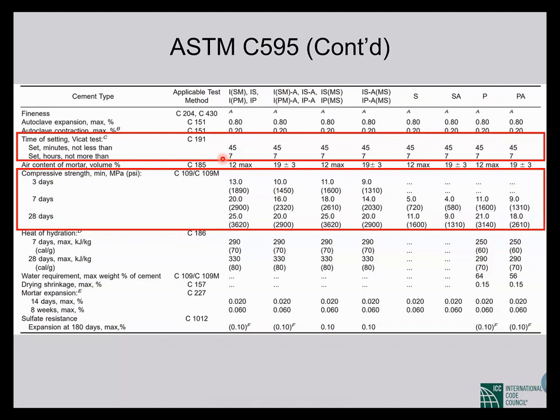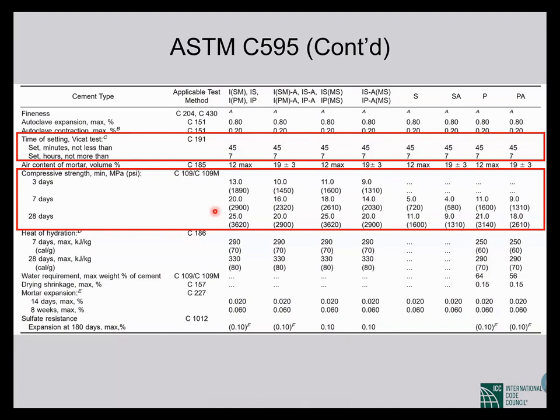But in EN standard, there is no limit for final setting time. So even for the same two types of cement, many companies struggle to achieve this property for their cement.